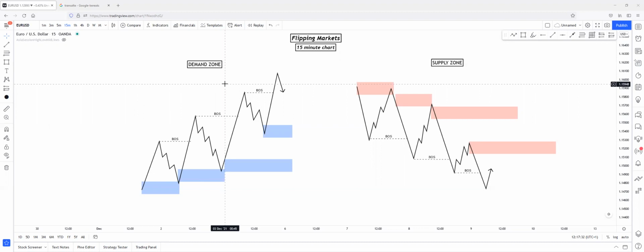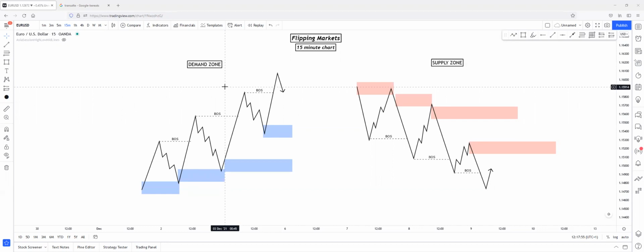We'll talk about change of character in the entry unit. And finally, it has to create or collect liquidity. So we have three criteria for a supply and demand zone. Please grab a piece of paper and write it down, because it will be very important in the future. You'll be able to identify the zones based on these three criteria.